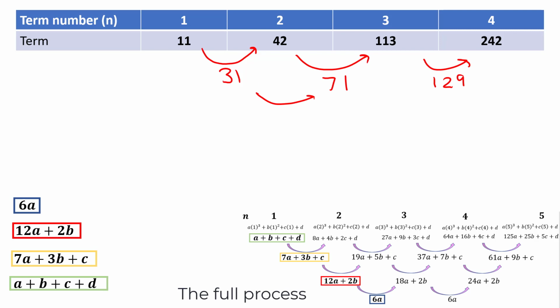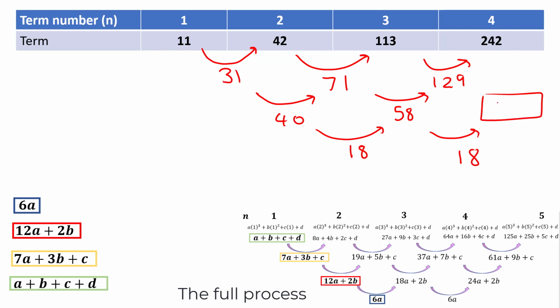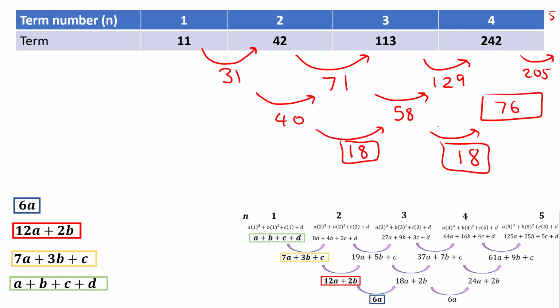129. Next, and obviously you can use a calculator for this bit if you'd like. This is 40. This is 58, and the difference here is 18. And if I had more terms in the sequence, what you'd notice is this difference would also be 18. So actually, I can fill in the next terms like this, because if I know this is 18, the thing that goes here would have had to be 76, and so the difference here would have had to be 205. So actually, we would know what our fifth term is. It would just be 242 add 205, because the third difference in a cubic sequence is always the same.